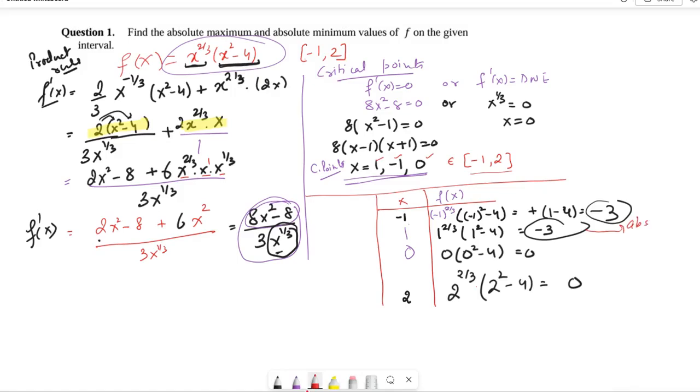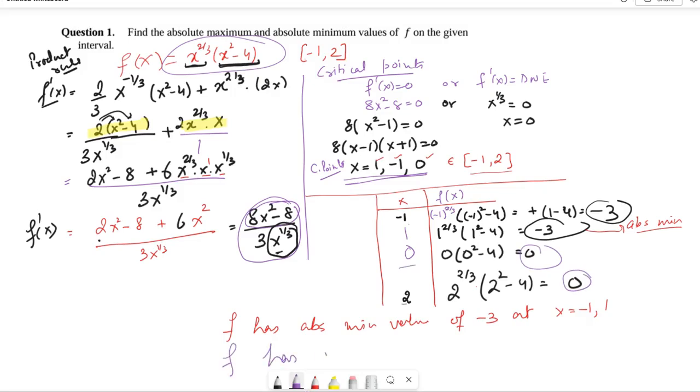So the absolute minimum occurs at negative 1 and 1. So we're going to say f has an absolute minimum value of negative 3 at x equal to negative 1 and 1. Which one is the maximum? 0, which is occurring at 2 points. So you're going to say f has an absolute maximum value of 0 at x equal to 0 and 2.